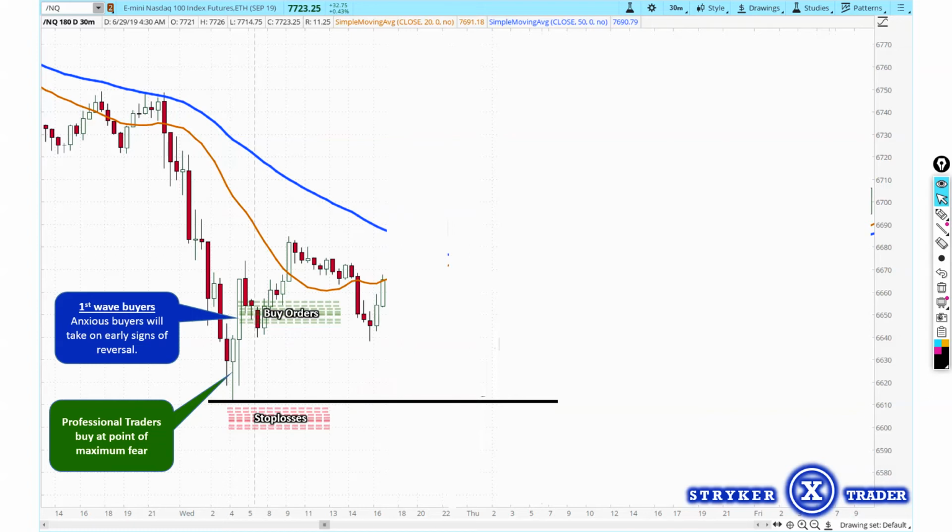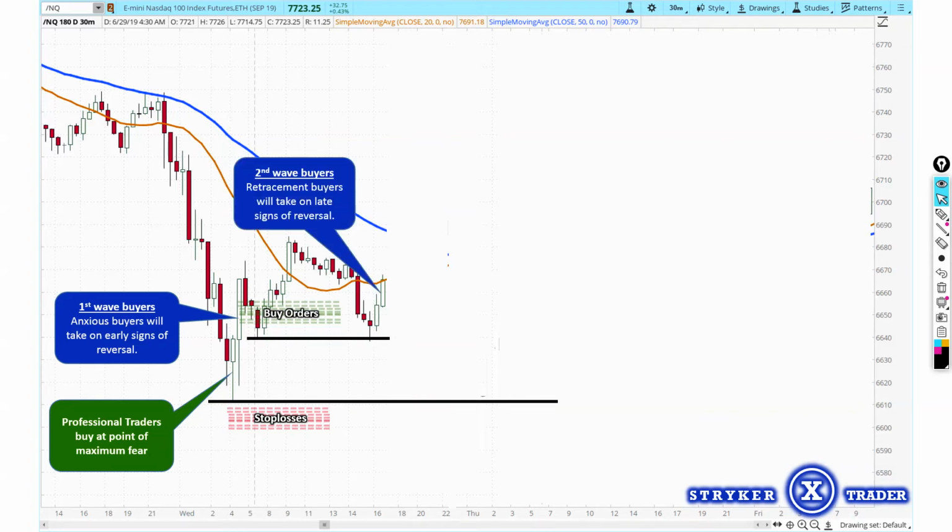So then as price develops, there'll be more traders coming in if they see bounces in the price. So this attracts the second wave of buyers who are retracement buyers that will take on any late signs of reversal. So they place their buy orders over there and stop losses over there.